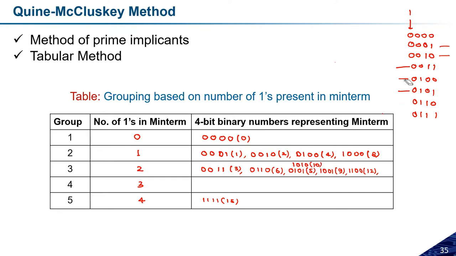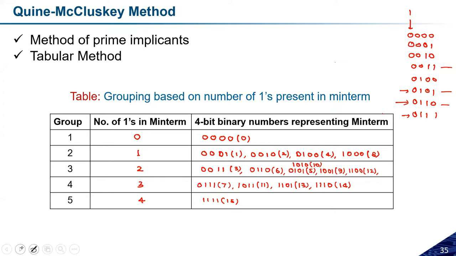Now if you talk about three number of ones, the first possibility is 0111, which is equivalent to 7. The second possibility is from the two-ones cases: if I change the MSB, that will become 1011, which means 11. Next is 1101, which is equivalent to 13, and 1110, which is equivalent to 14. So now we have all the numbers grouped based on the number of ones. This is the first step that you have to follow.